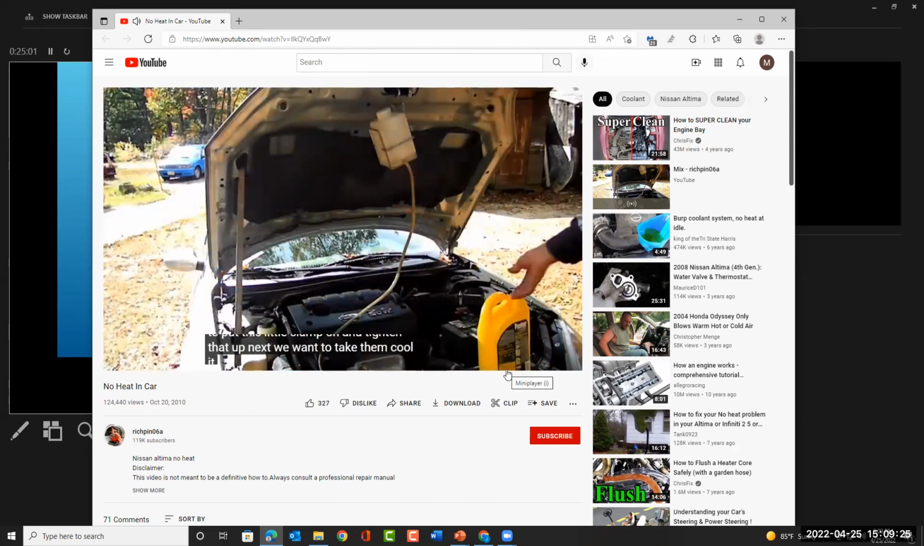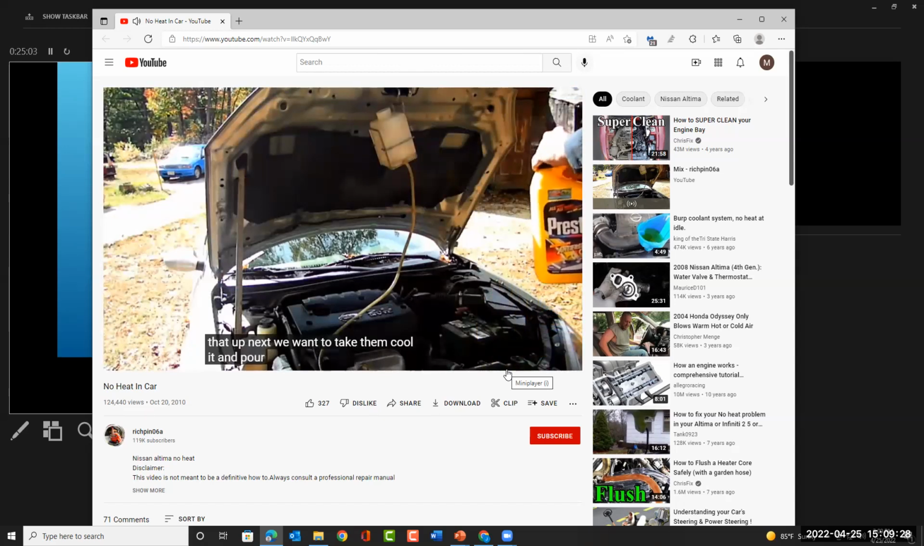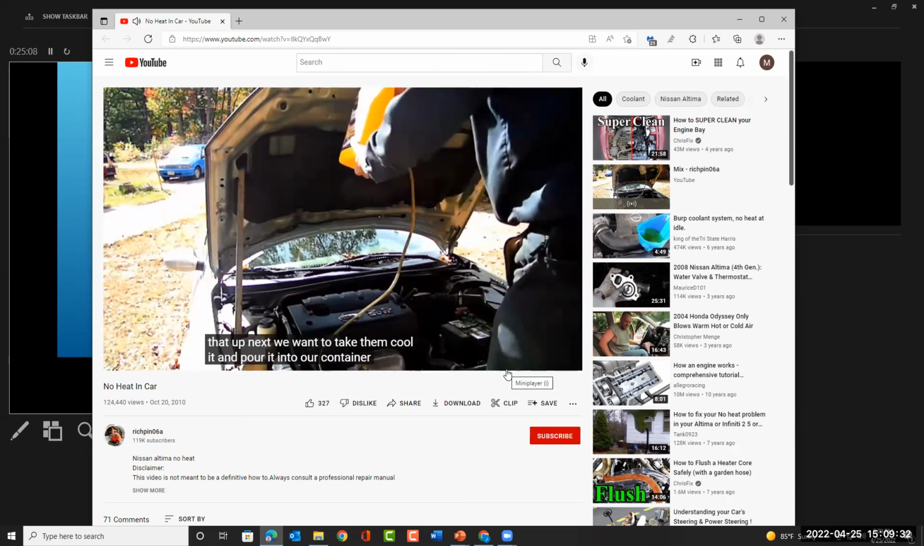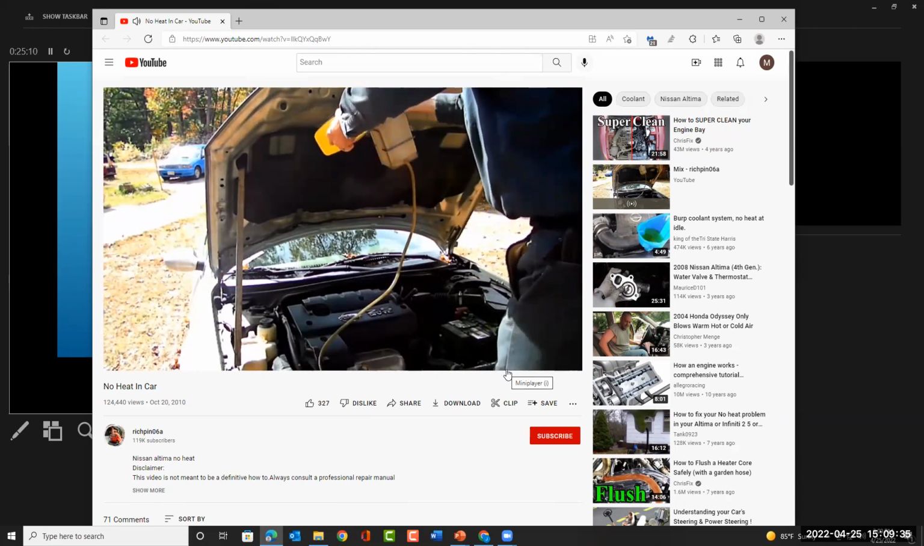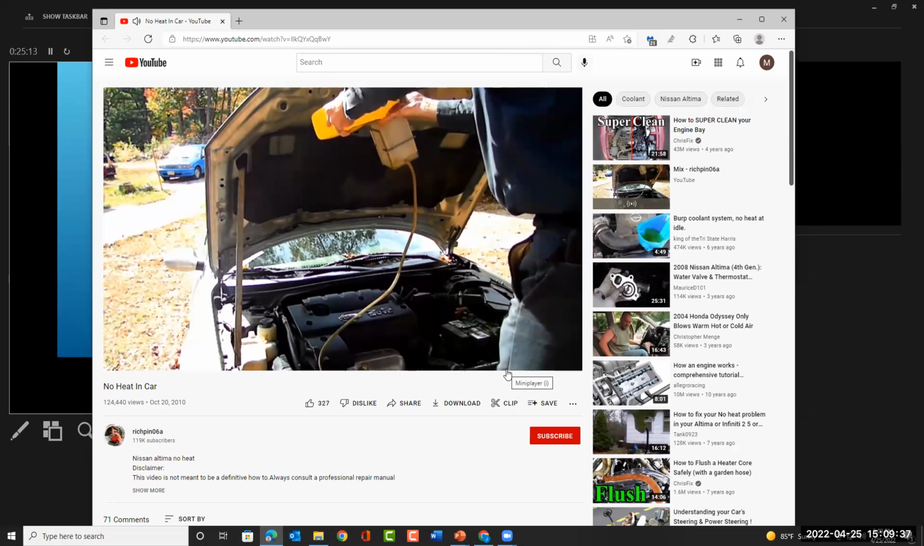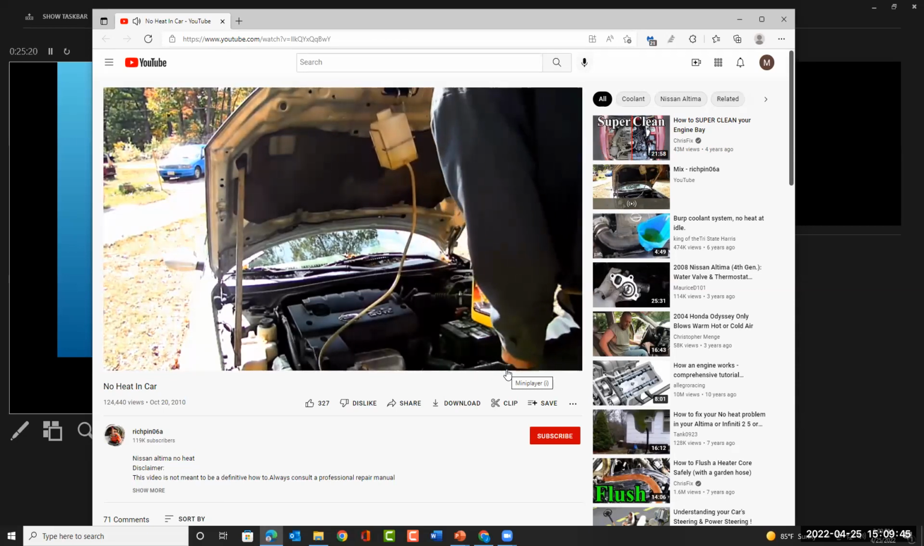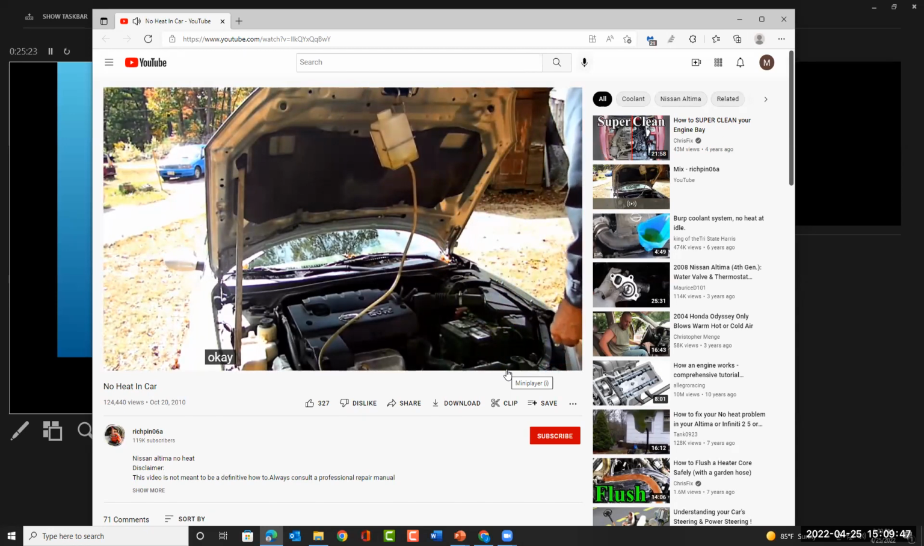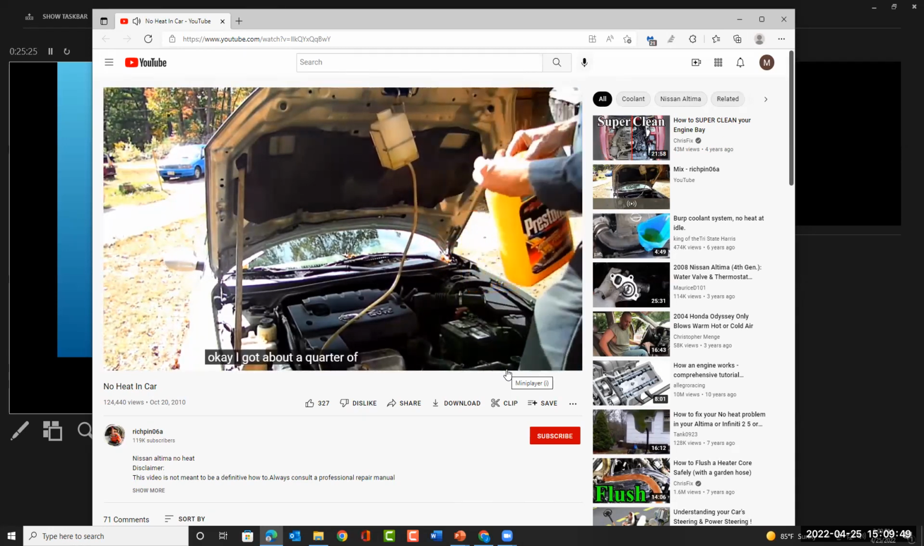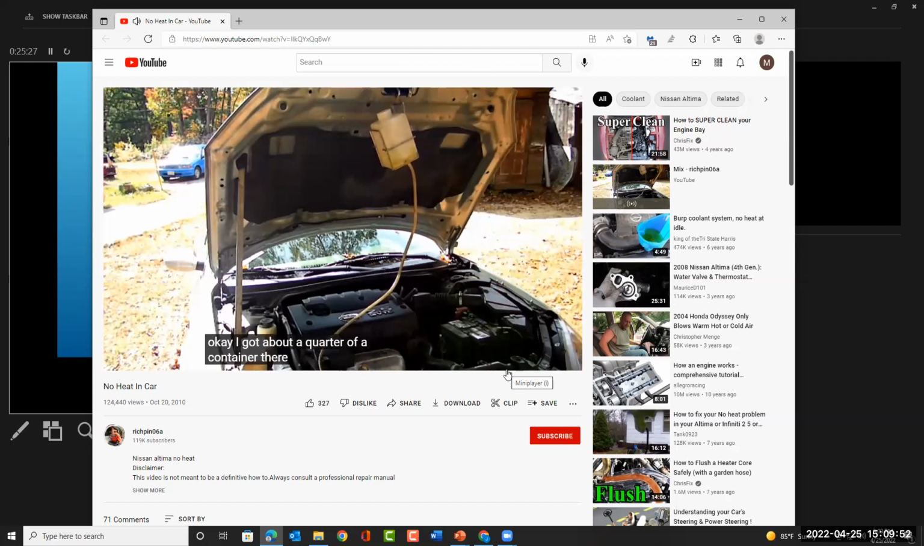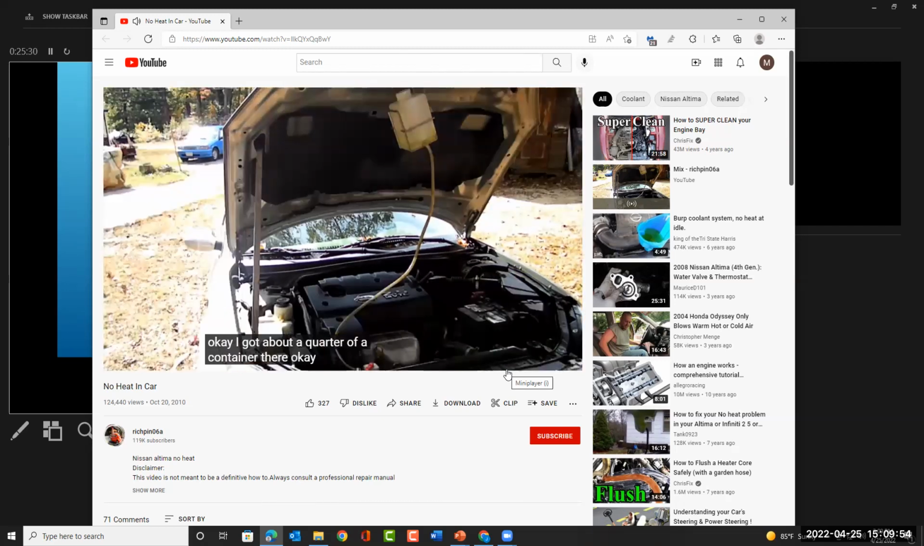Next, we want to take some coolant and pour it into our container. Okay, I got about 1/4 of a container there. Okay, now the next thing we're going to do is start up the engine, put the heater on, and put the blower on full.